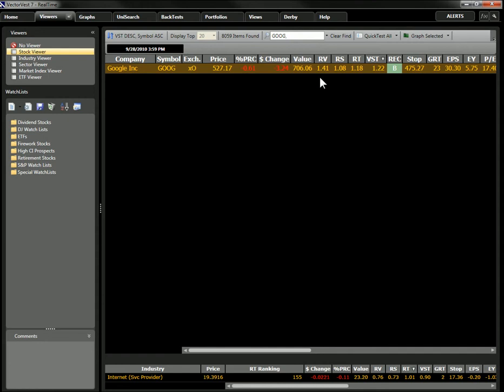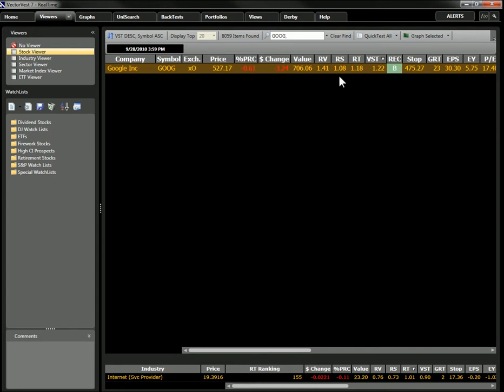Currently, Google has an RV of 1.41, which is excellent on a scale of 0 to 2. So that's telling us over the next 1 to 3 years, Google has the potential to outperform a AAA corporate bond by 41%, which is excellent. Anytime you have an RV less than 1, that's telling you that an investment in that stock has the potential to underperform a AAA corporate bond.